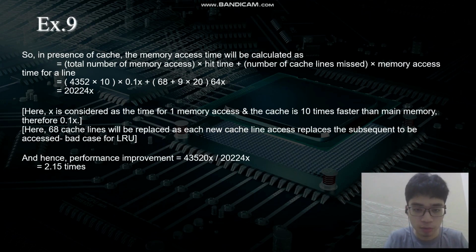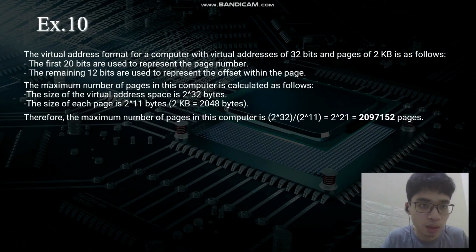And hence the performance improvement equals 43,528 divided by 20,224x. Now move to exercise 10.